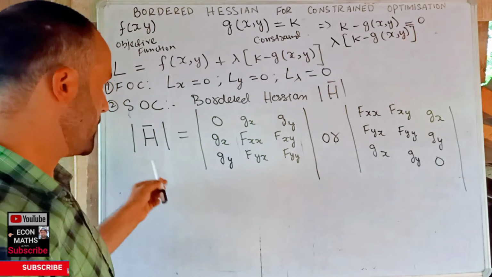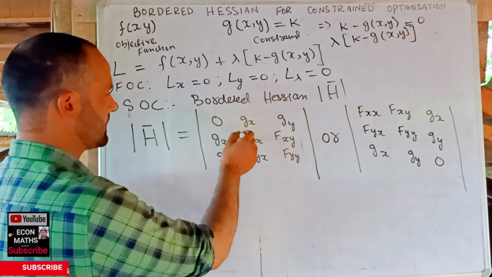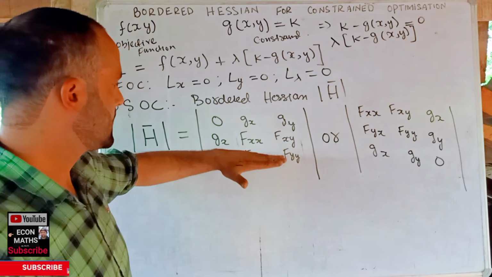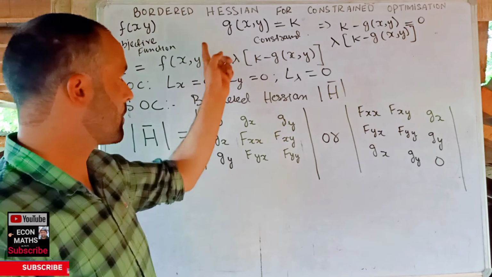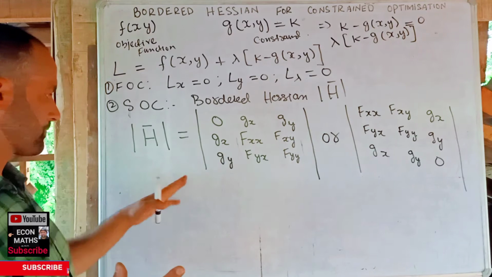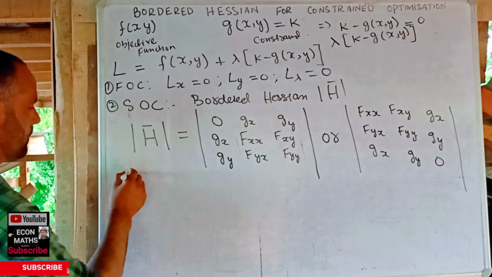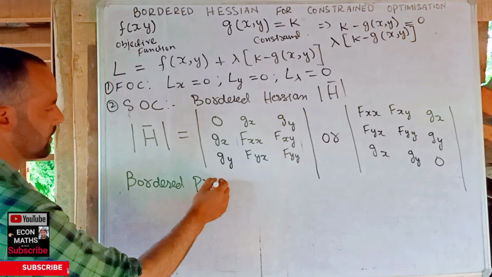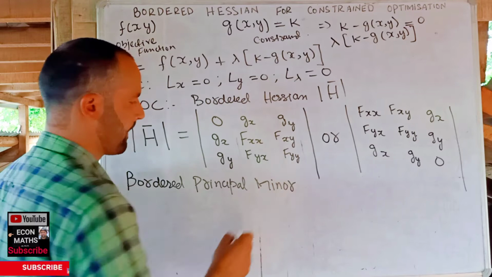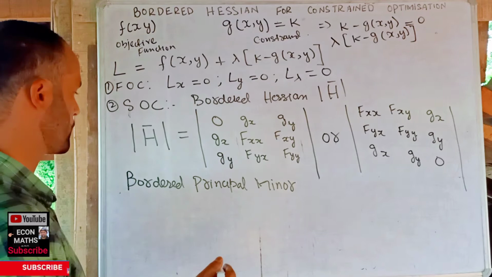So this is composed of all the second order partials of this Lagrange's function, and these are bordered by the partial derivatives of the constraint function with 0 on the principal diagonal. Now, to check for a relative minimum or relative maximum, first of all, we write the bordered principal minor. Now the bordered principal minor is here, which is denoted by h2.